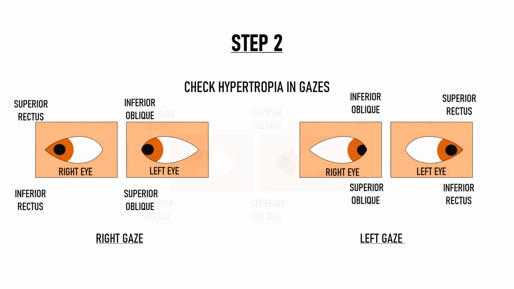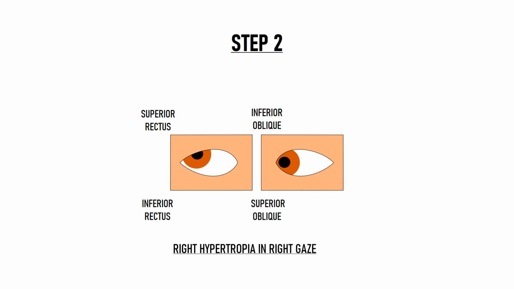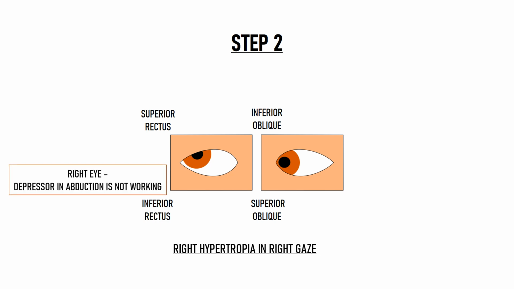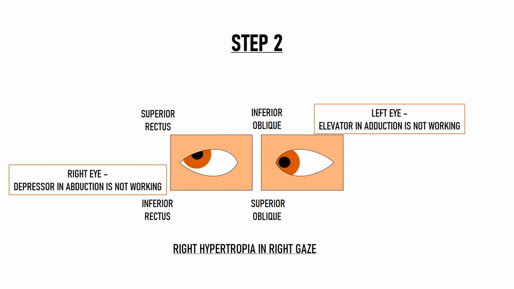So if the patient has right eye hypertropia in right gaze, like this, right eye is higher than the left eye, then that would mean that either the muscle that depresses the right eye in this gaze is not working, or the muscle that elevates the left eye in this gaze is not working. That is why the left eye is displaced down. The depressor of the right eye in right gaze is right inferior rectus and the elevator of the left eye in right gaze is left inferior oblique. Therefore, if the patient has right eye hypertropia, it would mean that either the right eye inferior rectus is paralyzed or the left eye inferior oblique is paralyzed.